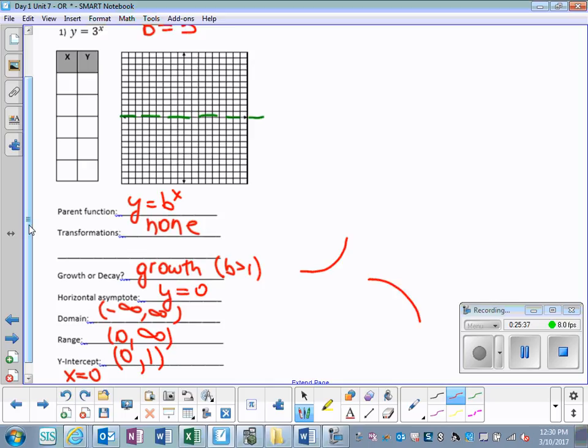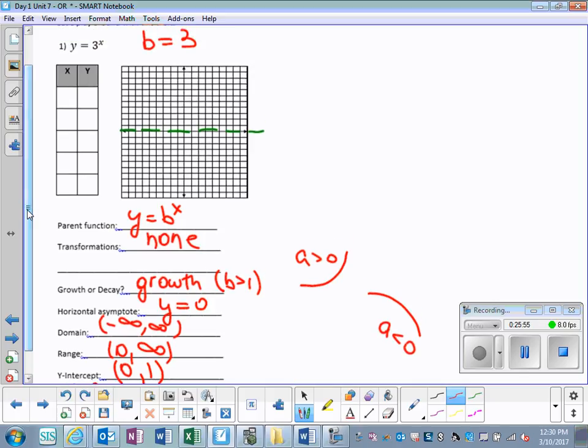Growth, because on the right it will go away from my asymptote. And this kind is when it's above the asymptote, so when my A is positive, right? And this one when my function is reflected, so A is negative. So for this particular one, I know that I'll have something like this going on.